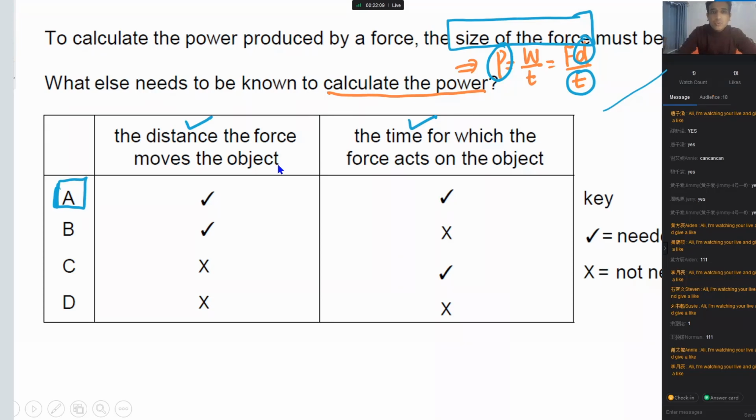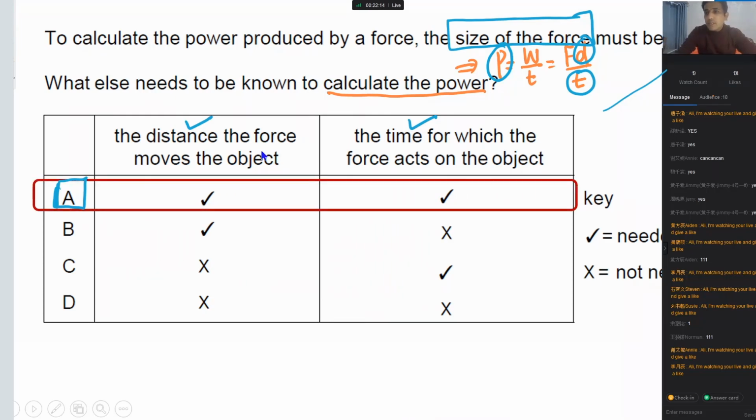So let me show you the answer. The answer for this question is A. Any questions about this, please? Until now, any question? If you have any questions, you can type right now. Otherwise, we just move on to the next problem.